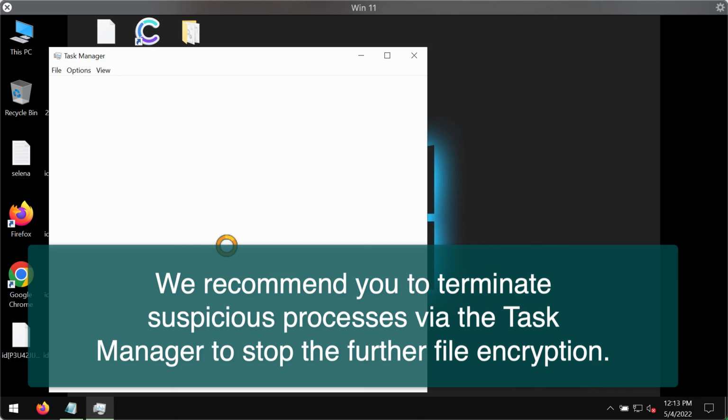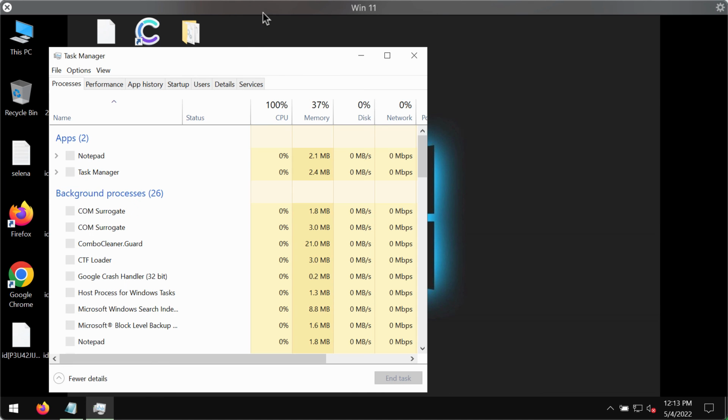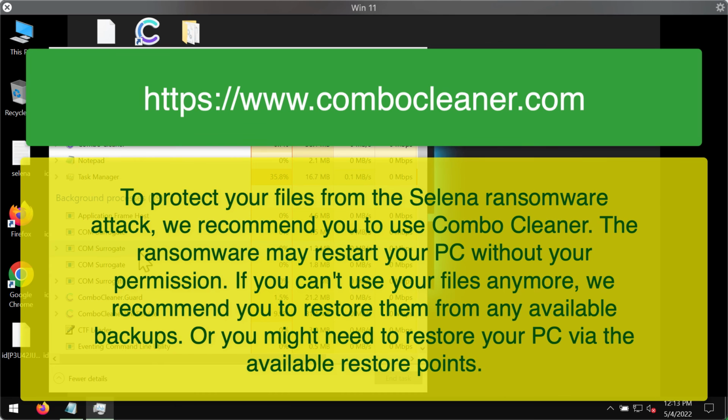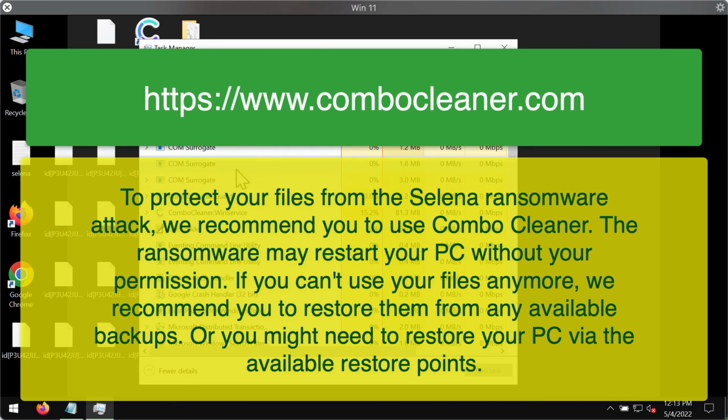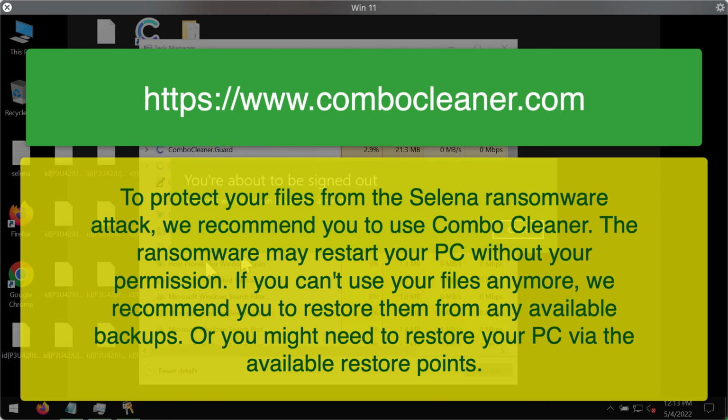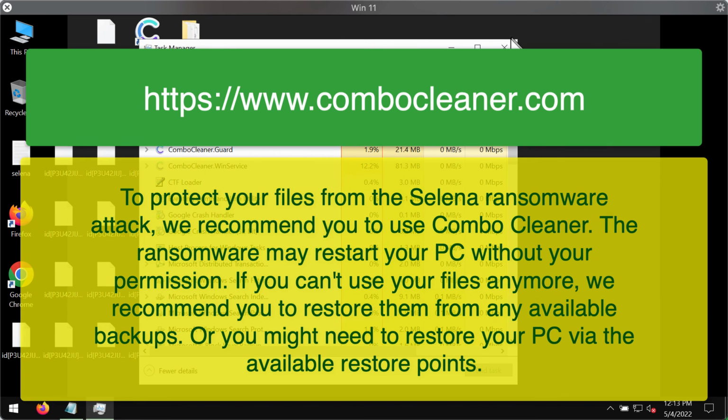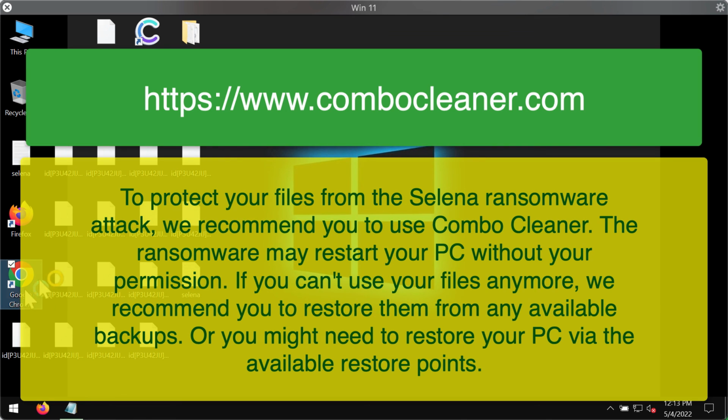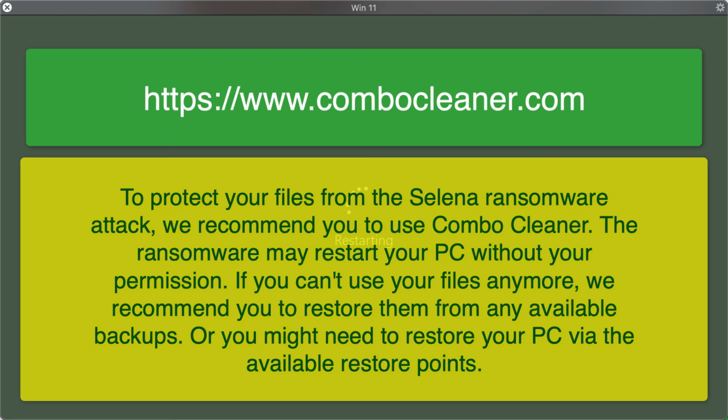First thing we recommend you to do is to carefully check the task manager in your computer. If you find any suspicious processes that could be running in the background, you need to terminate them. Also, we recommend you to immediately scan your system with Combo Cleaner antivirus, and you may get it on the page combocleaner.com.